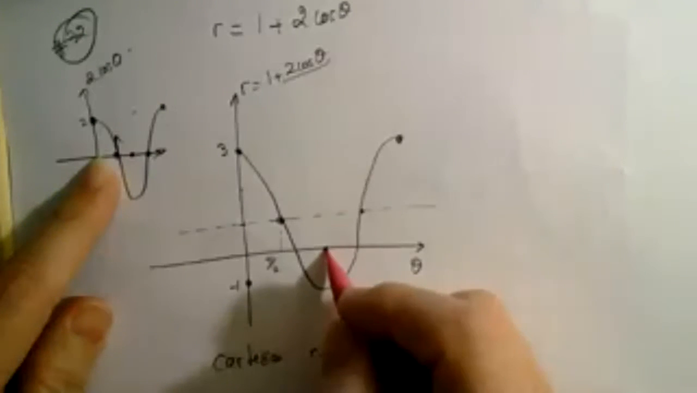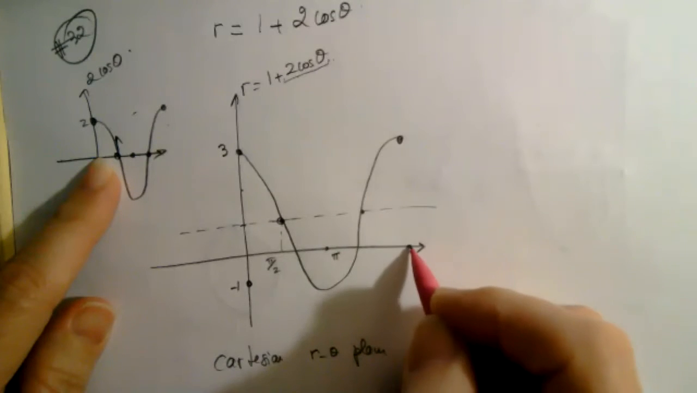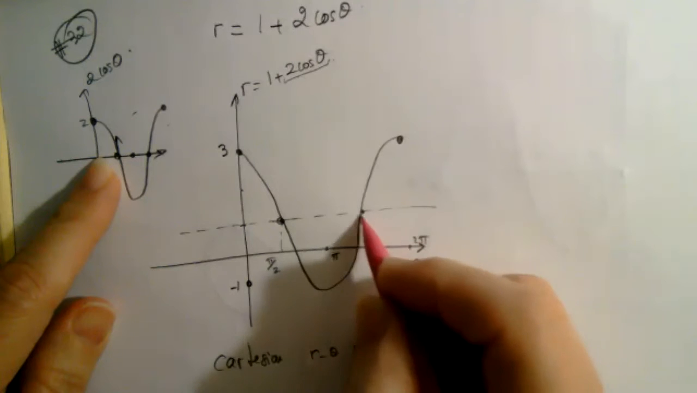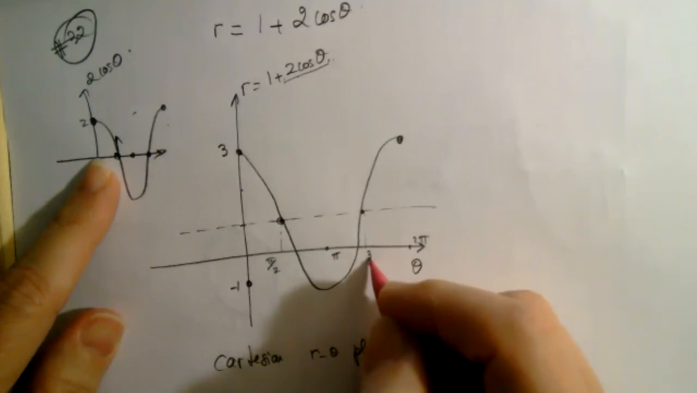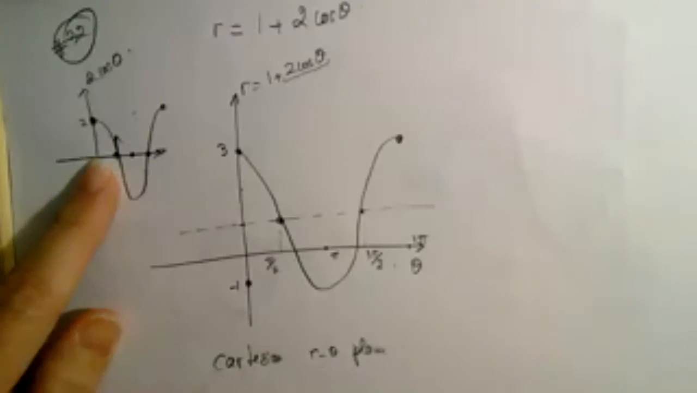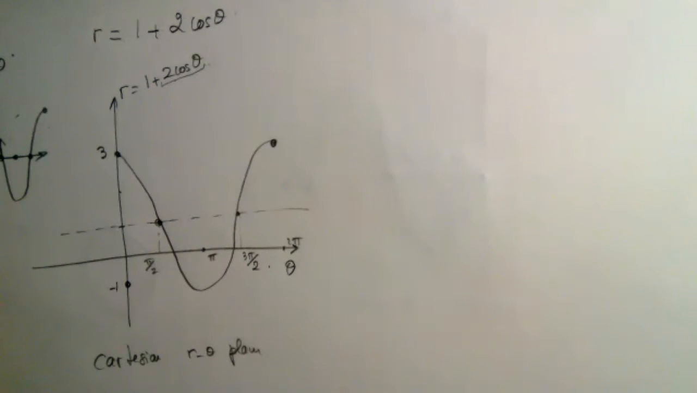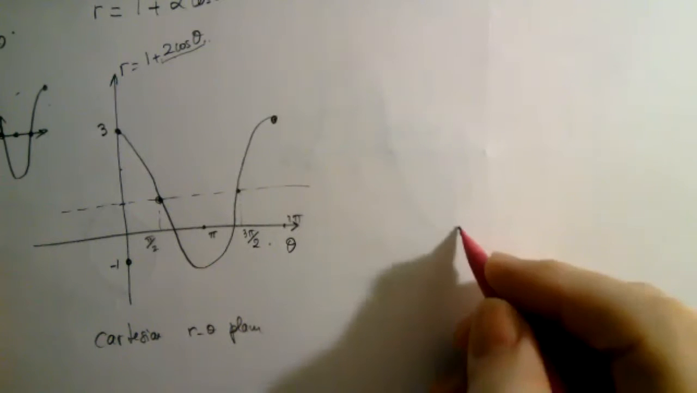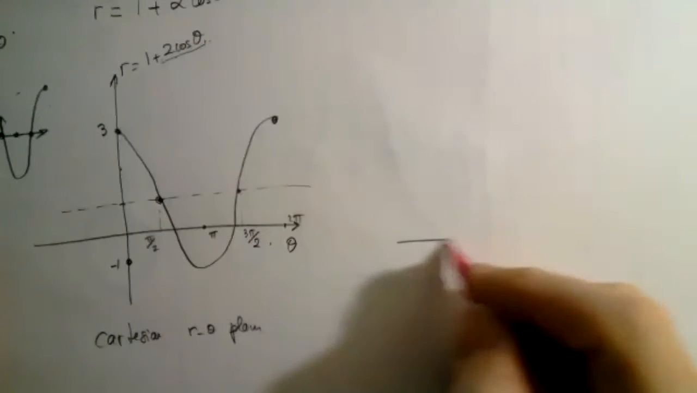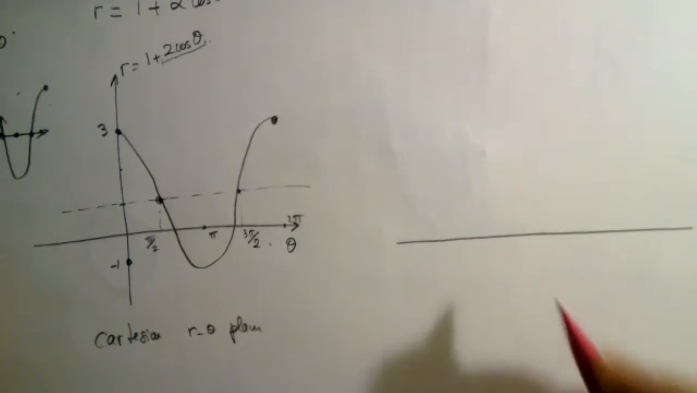This is the pi right here. This is my 2 pi. And right here is the 3 pi over 2. Okay, now I need to sketch this. So before I sketch, what should I figure out? What's gonna impact the graph in polar right here? What's gonna impact the graph?